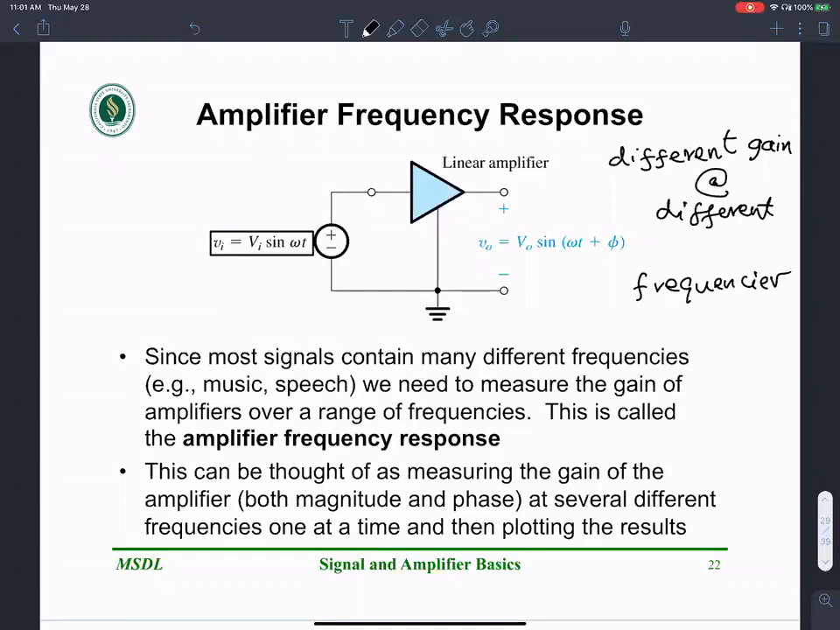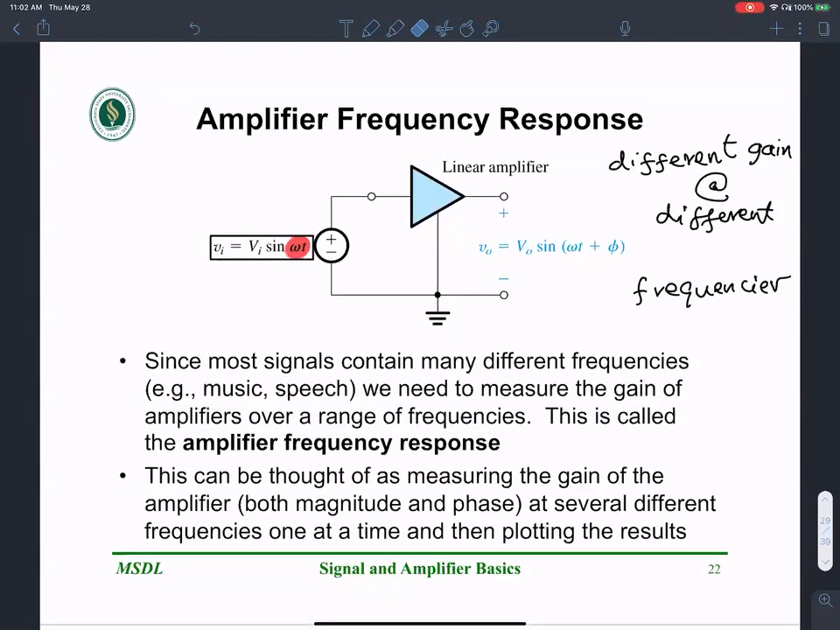An ideal amplifier should amplify all frequencies with the same gain. But in reality, that's not always the case. There are low pass, high pass, and band pass amplifiers, which selectively amplify. The idea is that different frequency signals experience different gain, and we want to have a sense of how the gain is changing with frequency.